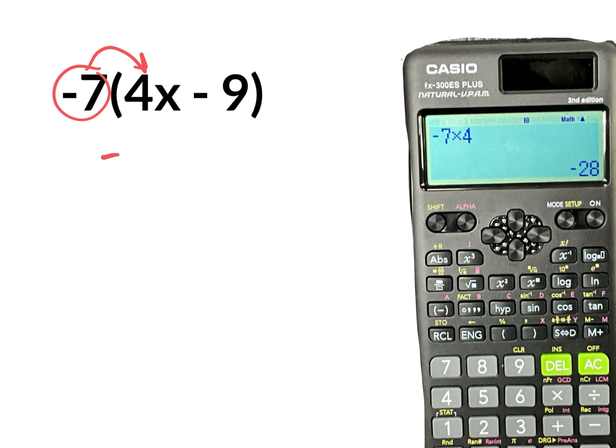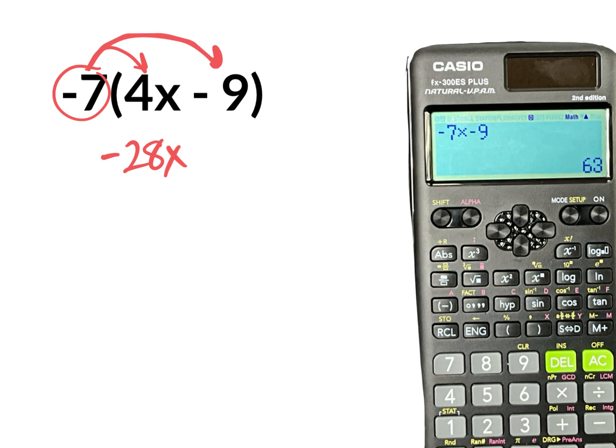Now, we know that we're talking about x's here, so you have to put this x on your answer. So you put that x down there. I'm just setting this up for you so you could do it all on the calculator so you don't make mistakes, right? And then we distribute the negative 7 times the negative 9. If you're confused, use a calculator, right?